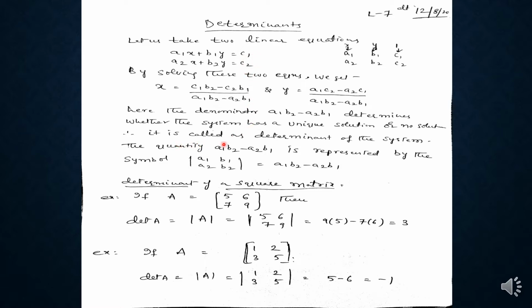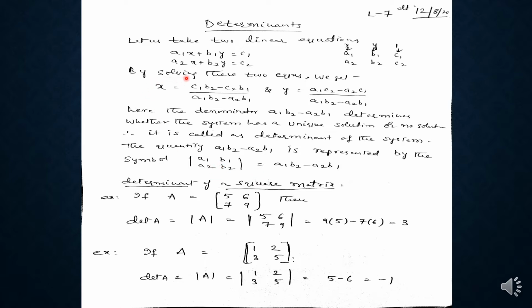So therefore it is called the determinant of the system. The denominator a1 b2 minus a2 b1 gives the determinant of the system. So the quantity a1 b2 minus a2 b1 is represented by a symbol. The determinant with rows a1 b1 and a2 b2 gives a numerical value, a1 b2 minus a2 b1, a1 into b2 minus a2 into b1. So cross multiplication: a1 b2 minus a2 b1. So this is the meaning of the determinant.